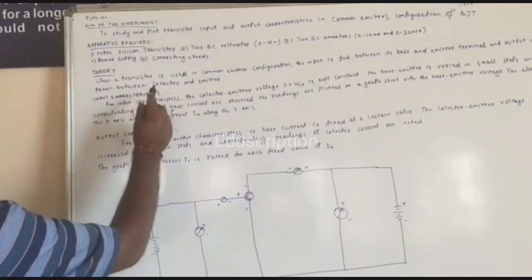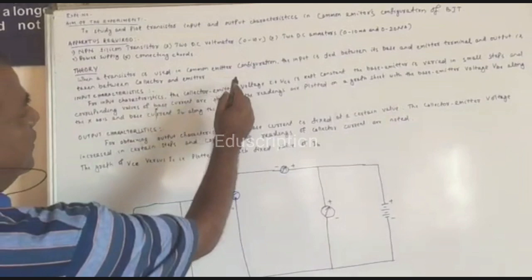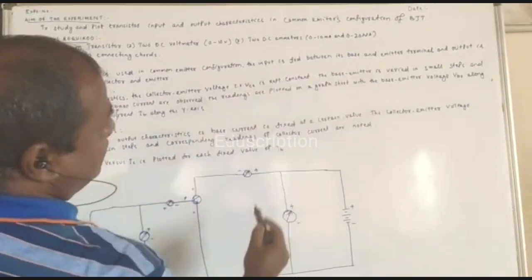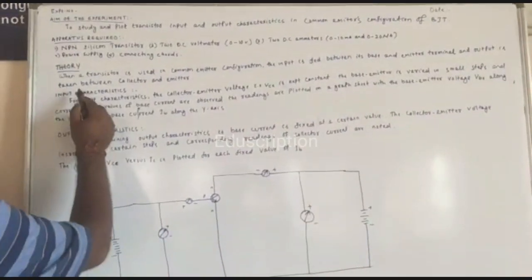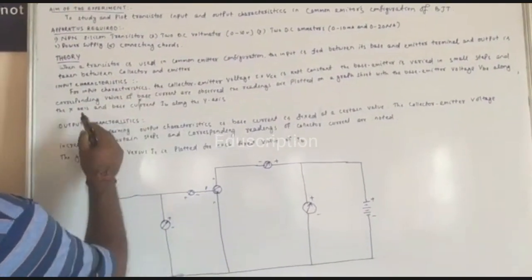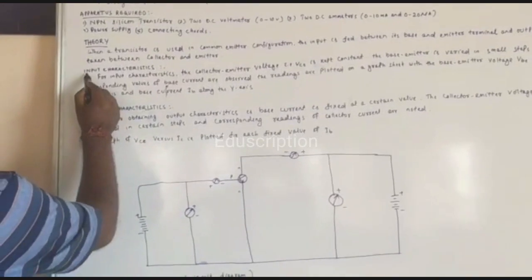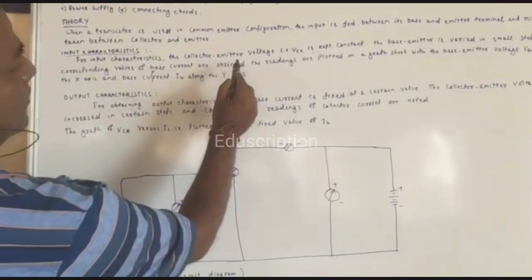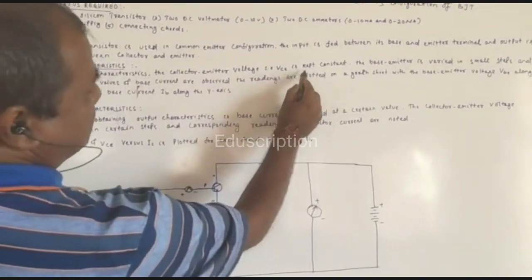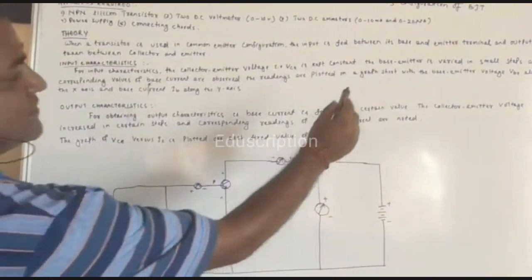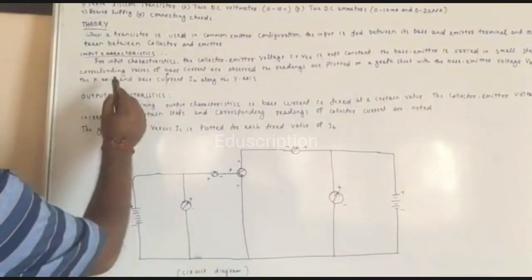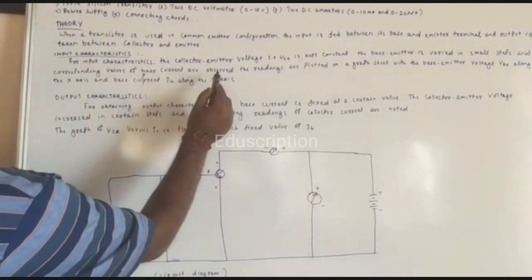Theory: when a transistor is used in common emitter configuration, the input is fed between its base and emitter terminal and output is taken between collector and emitter. Input characteristic: for input characteristic, the collector emitter voltage, that is VCE, is kept constant. The base emitter voltage is varied in small steps and the corresponding values of base current are observed.